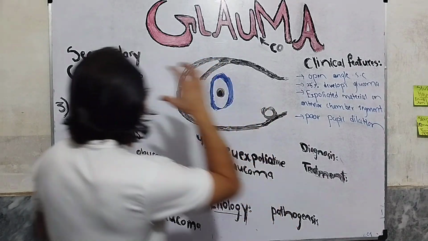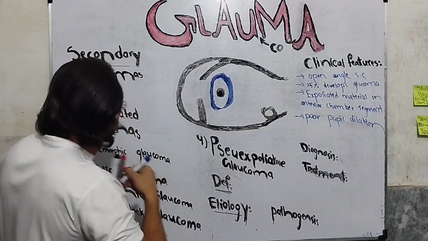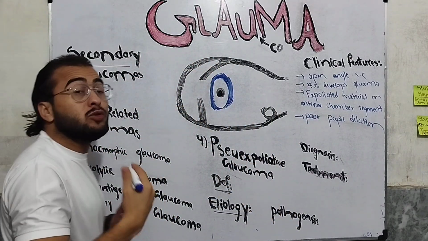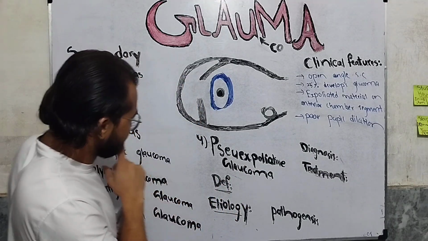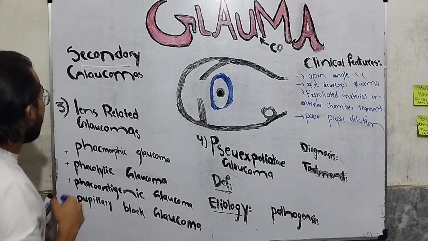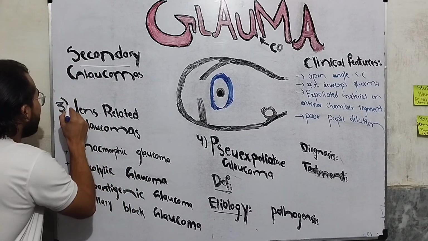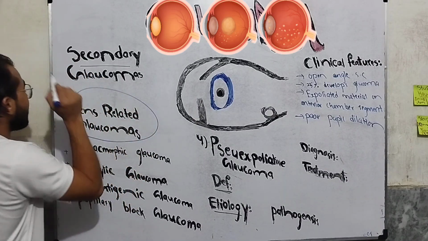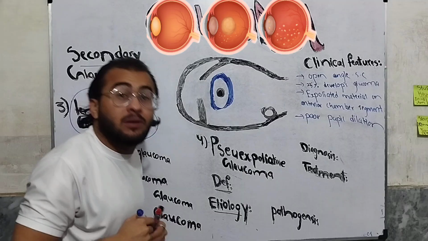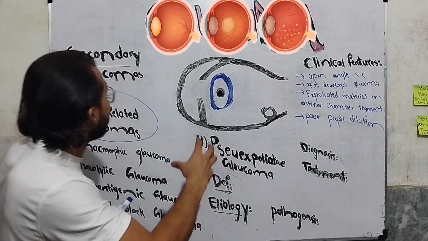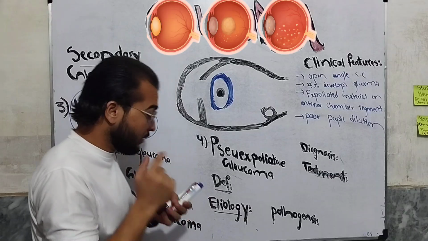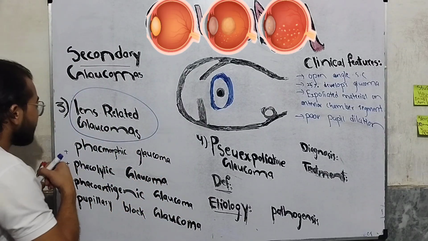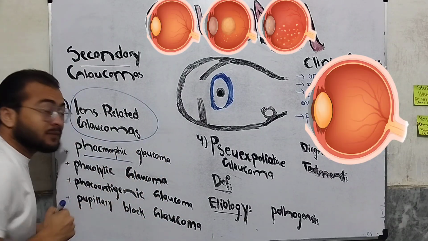Now we will discuss secondary glaucomas due to a problem with the lens or due to a disease called exfoliative disease. Okay. Now we have the lens related problems which are causing glaucomas. There are multiple types of glaucomas, which can be closed angle or open angle secondary glaucomas. The first one is the Phacomorphic glaucoma.